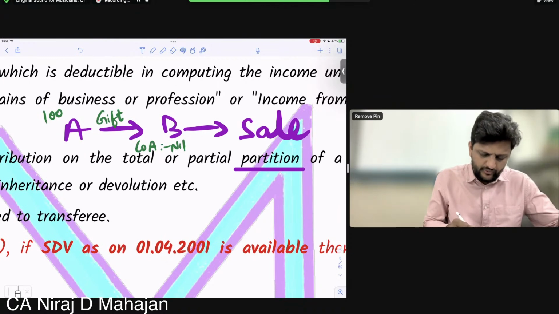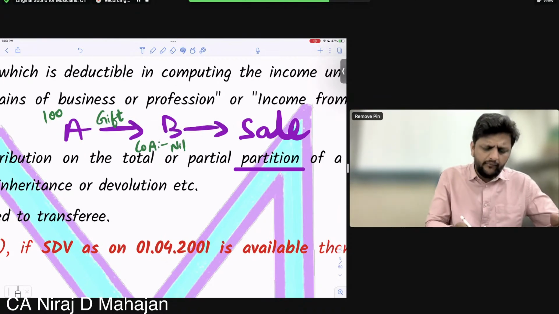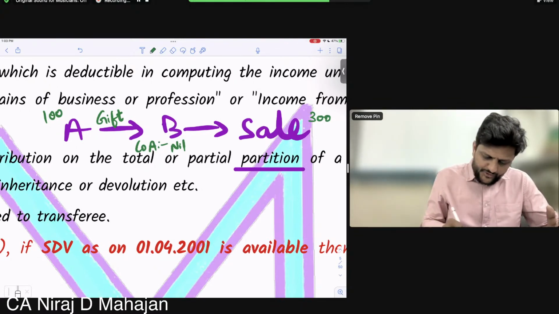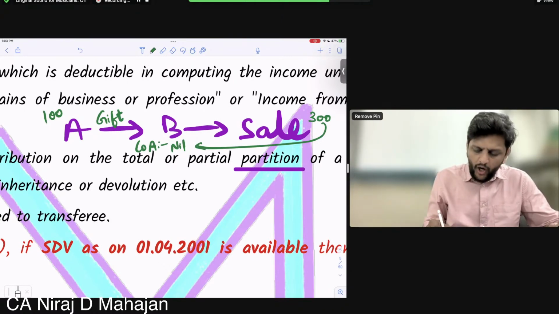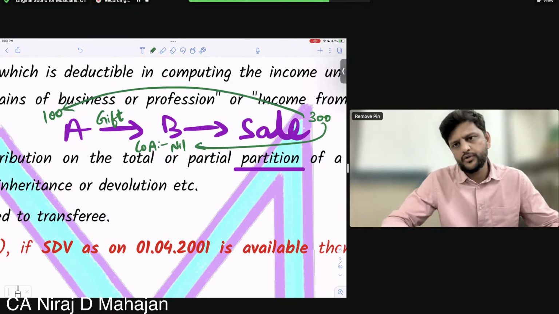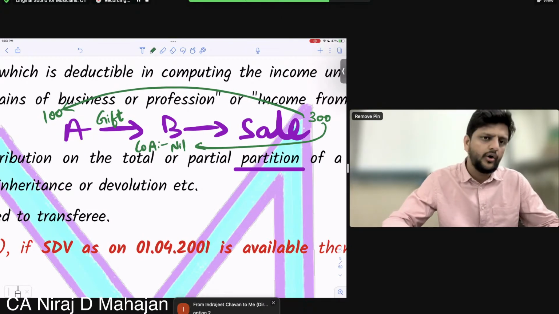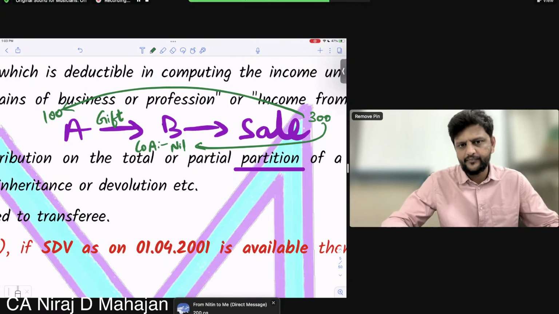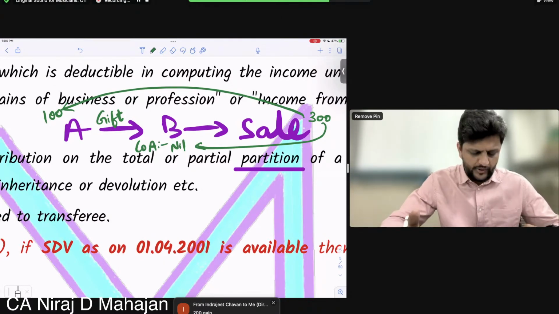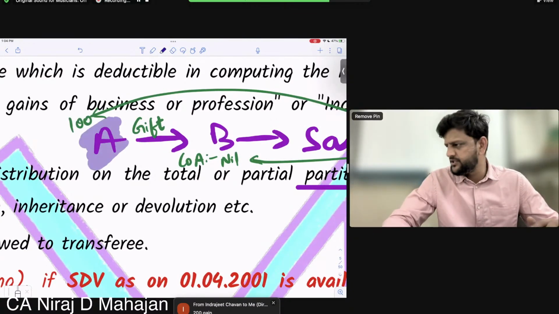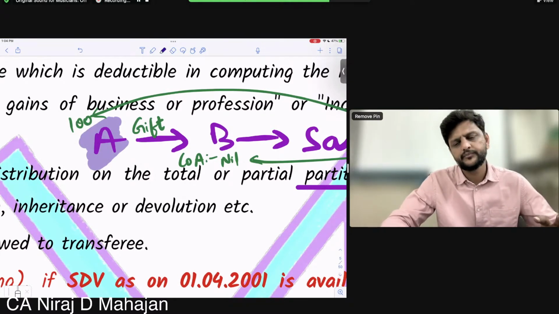However, let us say B might have sold it at rupees 300. The question is whether it is 300 minus nil, that is, the entire 300 is capital gain, or 300 minus the original cost of acquisition, or the previous owner's cost of 100, and the gain is 200. Which will be correct? 200 will be correct, because the transfer to the current assessee was through one of the modes of 49(1), and in that case we allow the previous owners' cost of acquisition as well as cost of improvement. Clear, everybody?